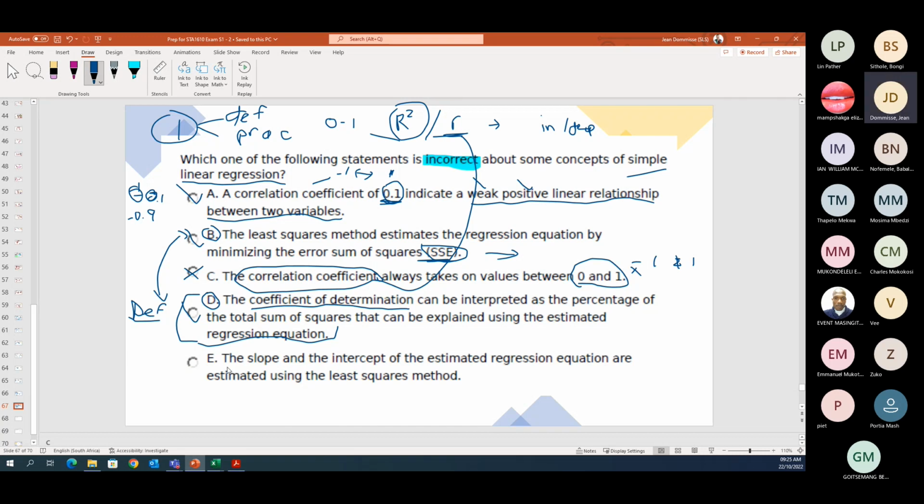Then the last one: the slope and the intercept of the estimated regression equation are estimated using the least square method, and that again is true.